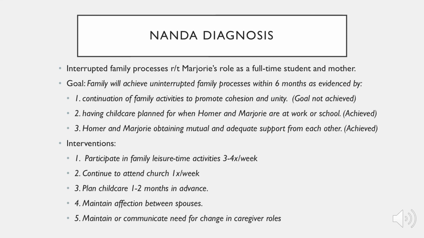This shows the actual NANDA diagnosis for the family, which is interrupted family processes related to Marjorie's role as a full-time student and mother. The goal includes that the family will achieve uninterrupted family processes within 6 months, as evidenced by continuation of family activities to promote cohesion and unity, having childcare planned for when Homer and Marjorie are at work or school, and Homer and Marjorie obtaining mutual and adequate support from each other.